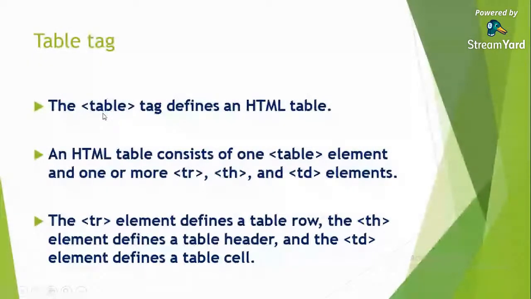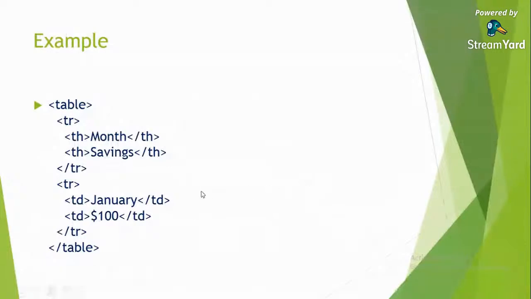Within that, there are three basic tags: tr for table row, th for table heading, which means column heading, and td for table data, which means whatever element or content is stored within the cells of a table, that will come under the table tag. So this is one simple example.